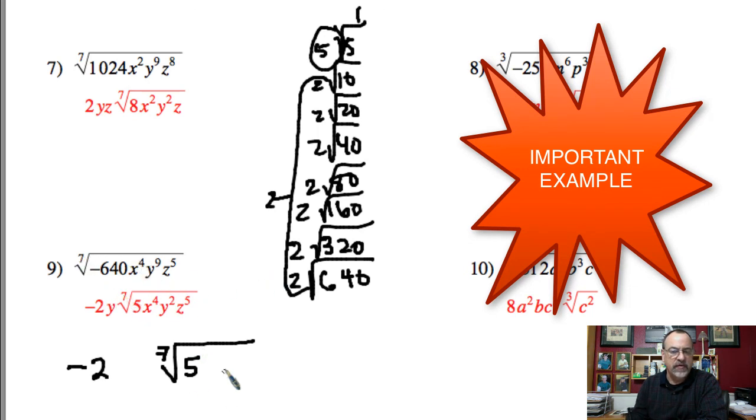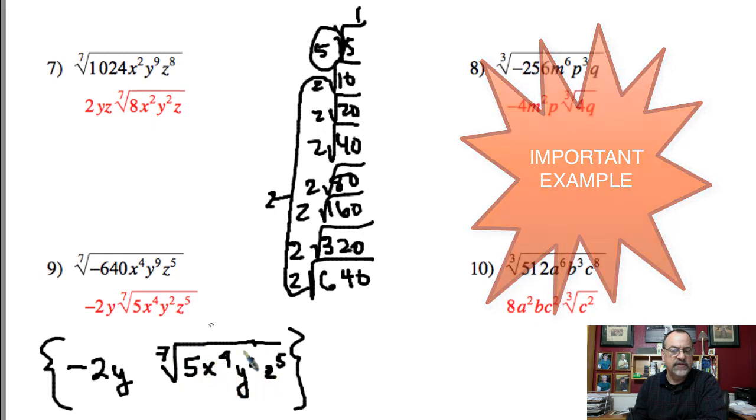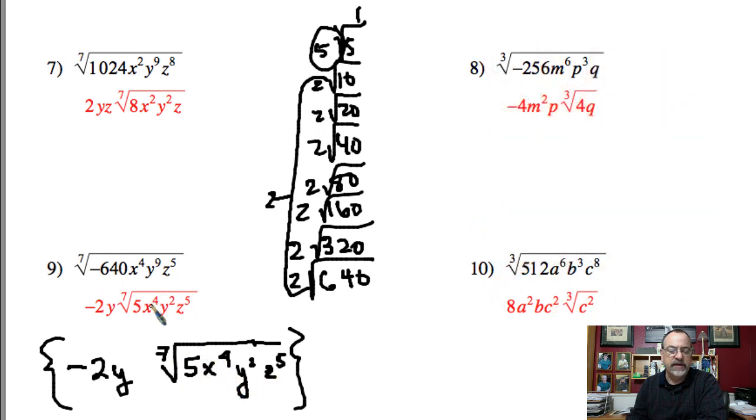7 does not go into 4, so all 4 of these remain inside. 7 goes into 9 one time with 2 left over. And 7 does not go into 5, so all 5 of those stay inside. So I end up with then negative 2y, 7th root of 5, x to the 4th, y squared, z to the 5th, and you can see that we have the final answer.